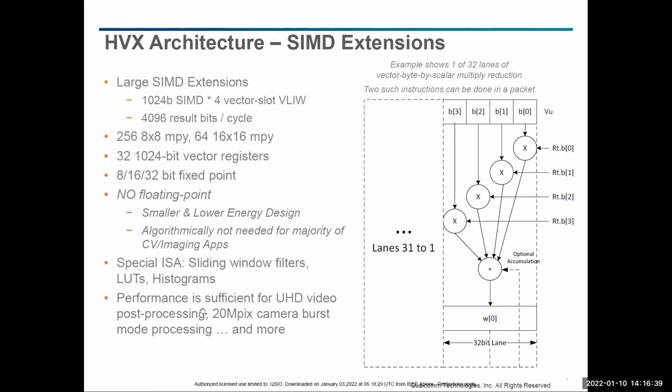This is again slightly older data that we have, but the performance based on the hardware architecture that we have is sufficient for ultra HD video post processing of a 20 megapixel camera burst. So it can do real-time processing of 20 megapixels of ultra HD video. This has obviously improved significantly over the years as the architecture has evolved, and now we are able to support even HD and 8K video processing at very high megapixel rates.